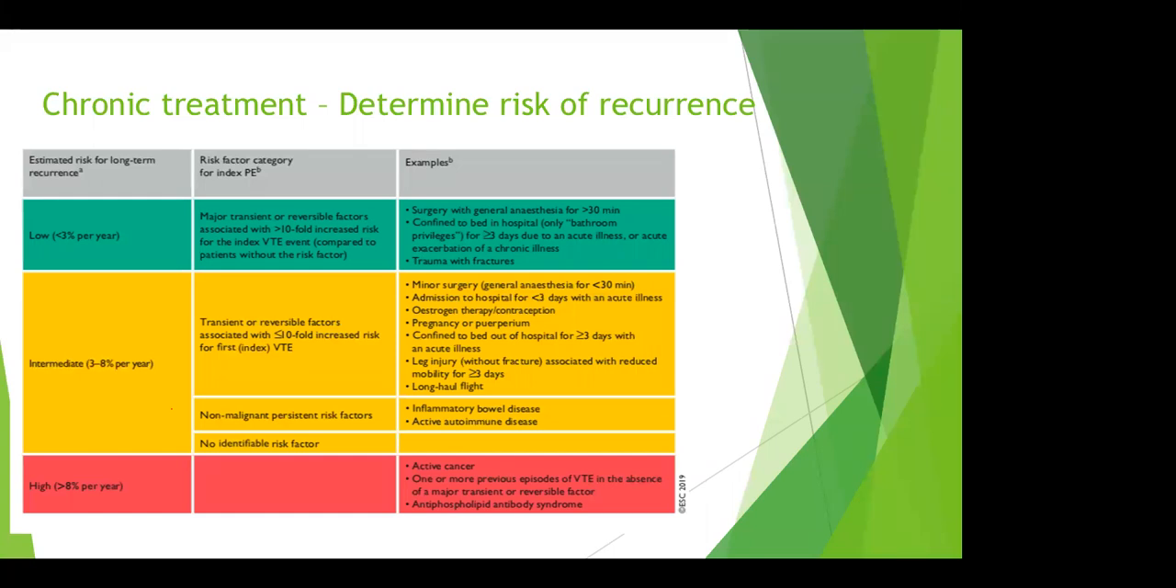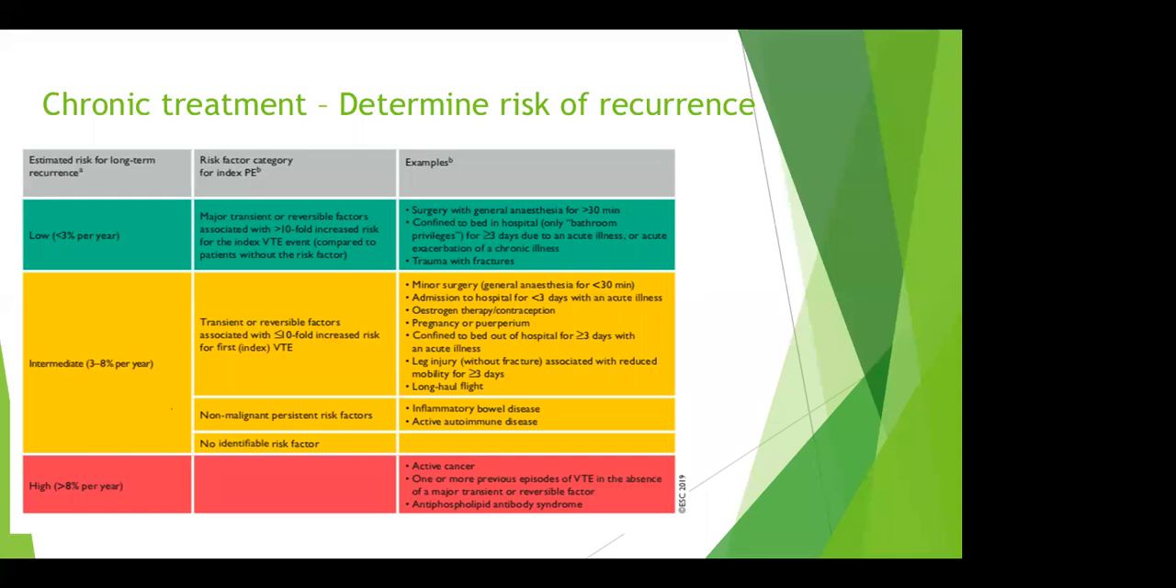So now we classify patients by the risk of recurrence: low risk, intermediate risk, high risk. It looks very confusing, but to put it in a very simple way, patients with a low risk of recurrence is anyone who gets a PE from a major transient reversible factor. Usually this risk factor is very obvious. For example, a patient who has surgery under GA lasting more than 30 minutes, or they are in hospital confined to bed for more than 3 days, or they have a limb with a fracture.